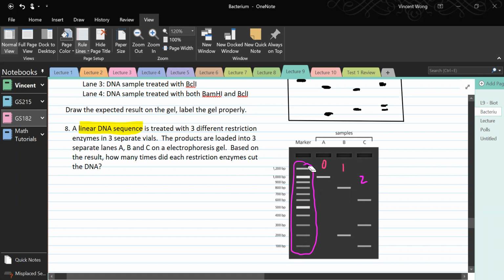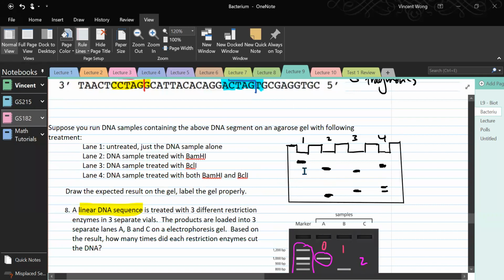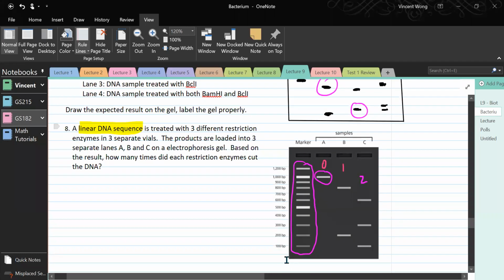When you run the marker in parallel to your lanes, you will be able to see, for example, you get a band here, you just compare it to the marker. The marker says this one is 1,000 base pair, so this one must be 1,000 base pair as well. This one here corresponds to the 800. So the purpose of the marker is to help you determine the size of your fragments. If you just run the DNA without the markers, I don't know how long that is. I don't have a reference. That's why the markers are there to give you a reference.